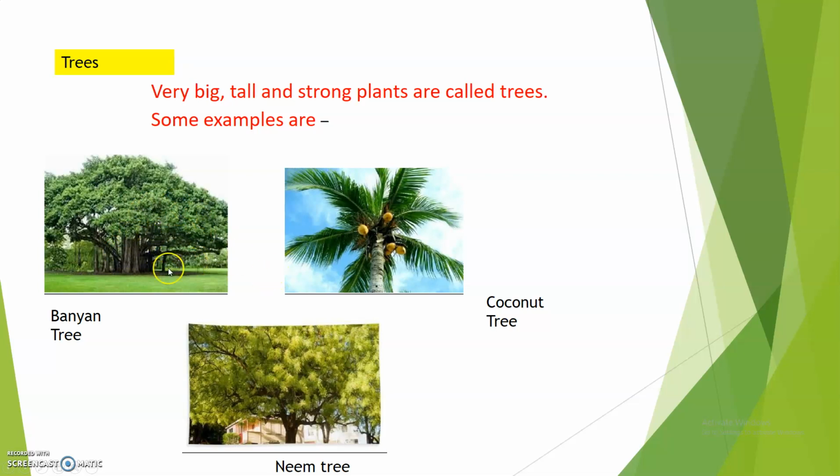The roots are deeply embedded in the soil. So they are very, very strong. These types of plants are called trees. Trees are very strong, very big, very huge plants. Three examples here are banyan tree, coconut tree, and neem tree.